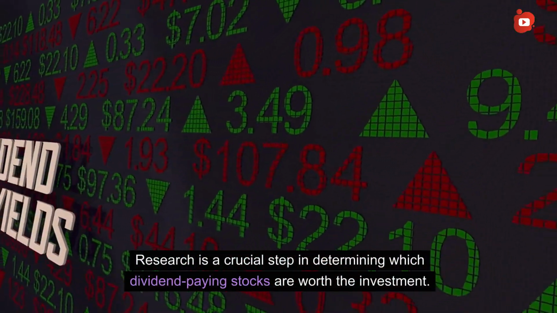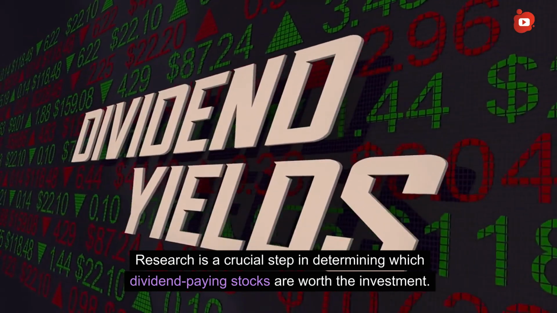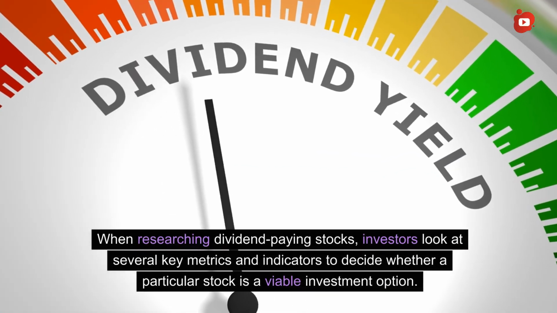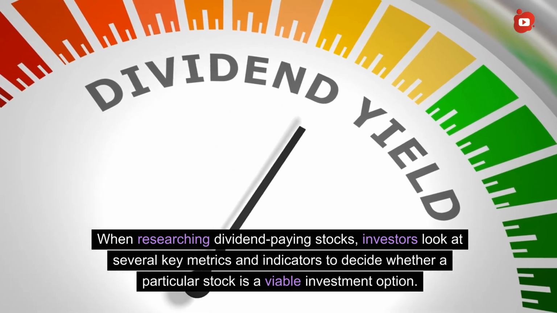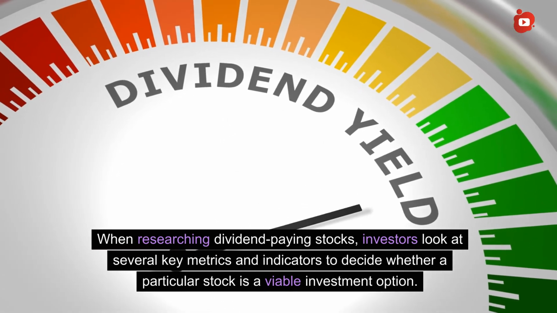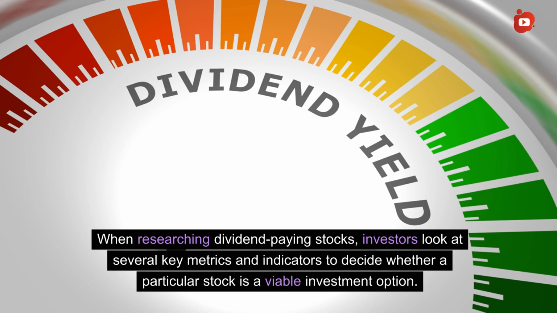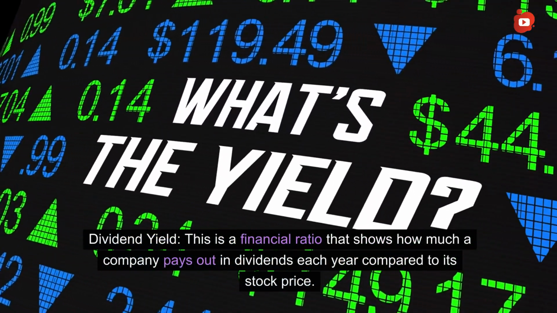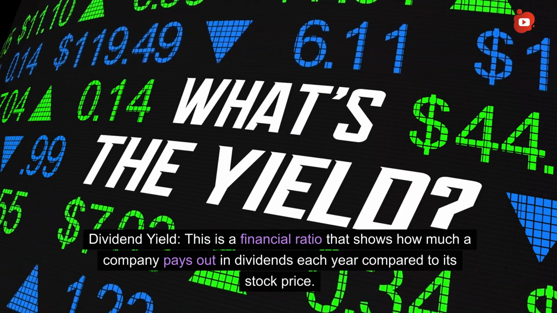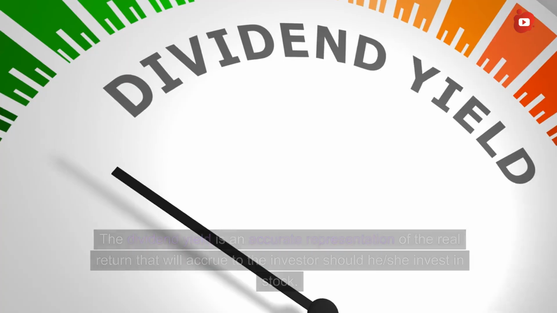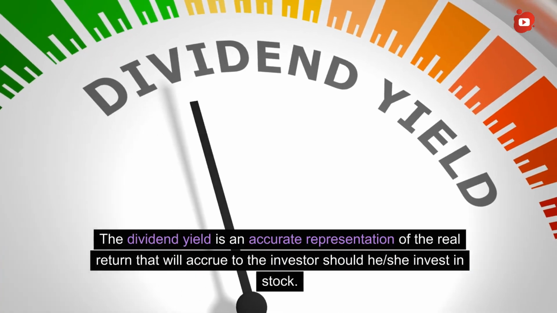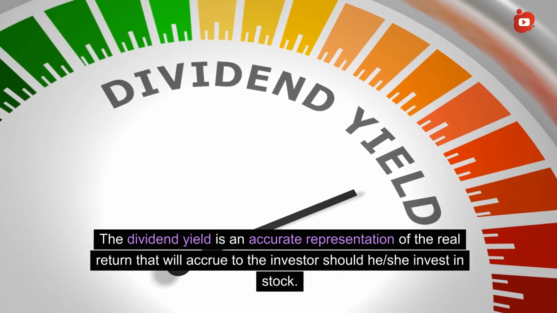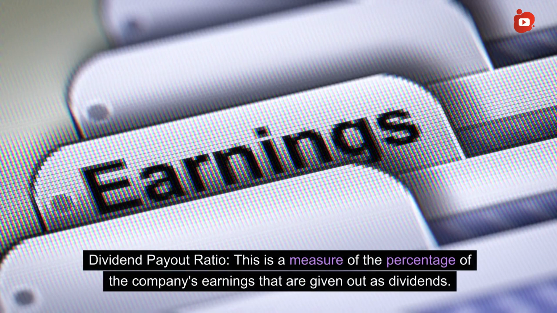Research is a crucial step in determining which dividend-paying stocks are worth the investment. When researching dividend-paying stocks, investors look at several key metrics and indicators to decide whether a particular stock is a viable investment option. Dividend yield. This is a financial ratio that shows how much a company pays out in dividends each year compared to its stock price. The dividend yield is an accurate representation of the real return that will accrue to the investor should she invest in the stock.